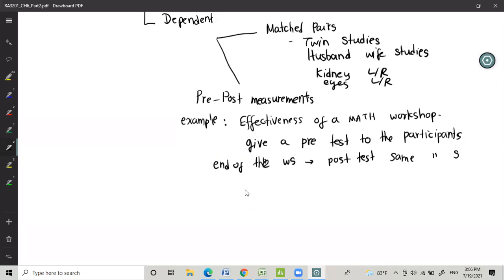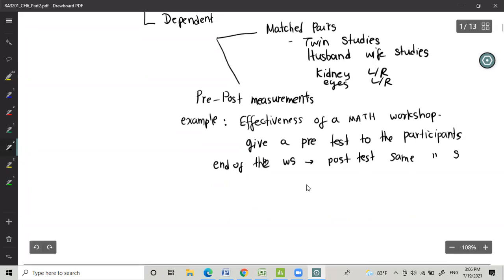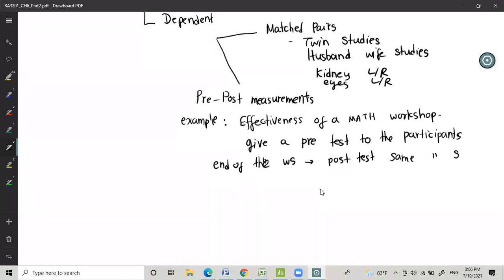Now, what if the workshop is effective? What should happen? The post-test scores should be considerably higher than the pre-test, right? So that means they have gained some knowledge from the workshop. Now their performance is higher compared to the pre-test, right? So those are called pre-post measurements. They are also dependent. Why? You have the same set of participants, same set of patients or same set of participants giving you measurements before and after a certain event.